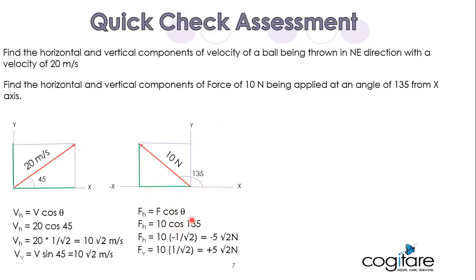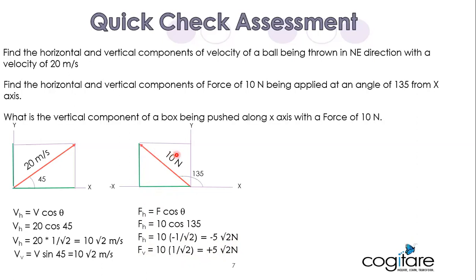And from trigonometry, we know that cos 135 is minus 1 by root 2, cos (90 plus 45), which will be minus 1 by root 2. So we get minus 5 root 2 Newton, indicating that the force is acting towards the negative direction of the x-axis. And FV would be F sin theta, which will be 5 root 2. Here, this plus sign would indicate it is acting in the positive direction above the x-axis.